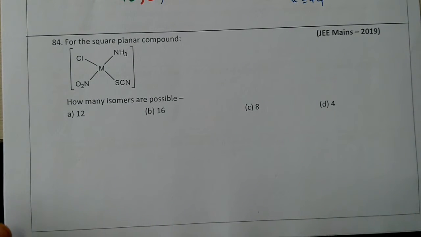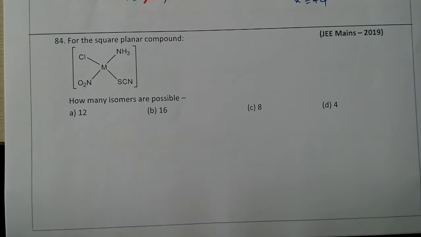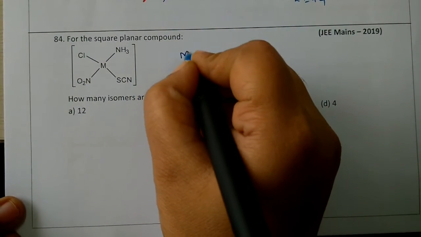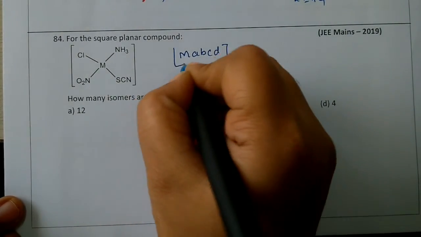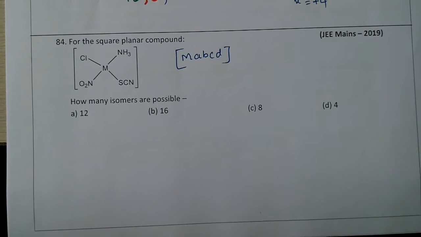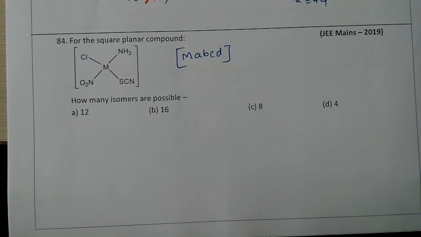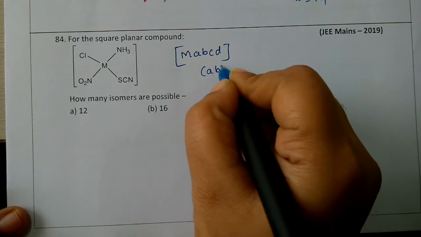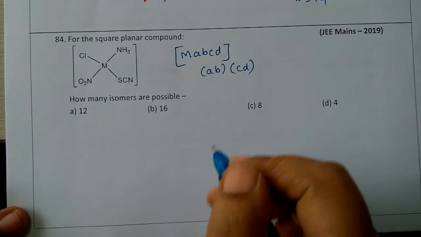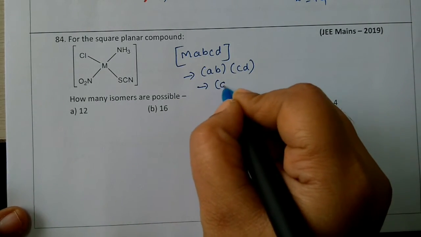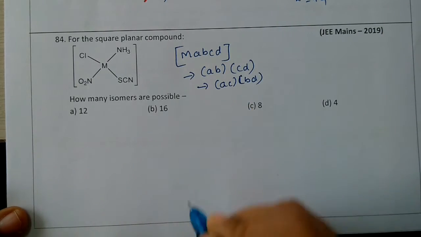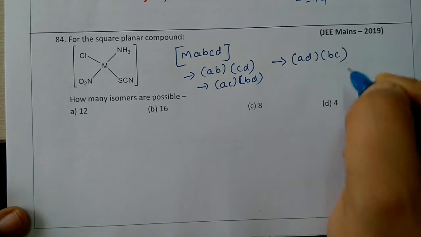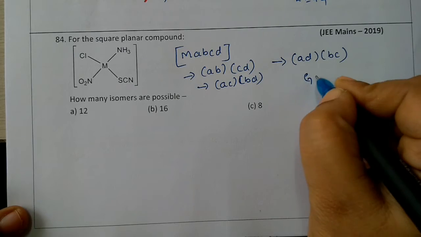Next one. So the next question is how many isomers are possible? So we have a square planar complex. We can say that it is of type MABCD. MABCD, square planar complex, and all the 4 are unidentate or monodentate ligands. If you check ABCD type, the combinations possible are: ABCD is one, second is AC, BD, and the third one is AD, BC. So this is what gives rise to geometrical isomers.